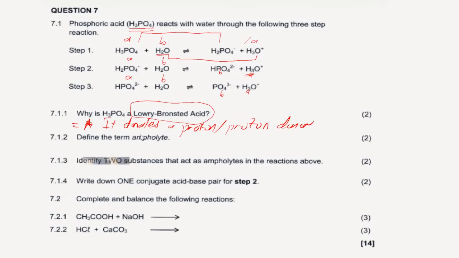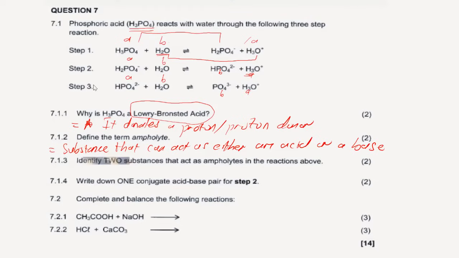7.1.2 says define the term ampholyte. We know what an ampholyte is. We say this is a substance that can act as either an acid or a base, an acid or a base, right? So that's your ampholyte.